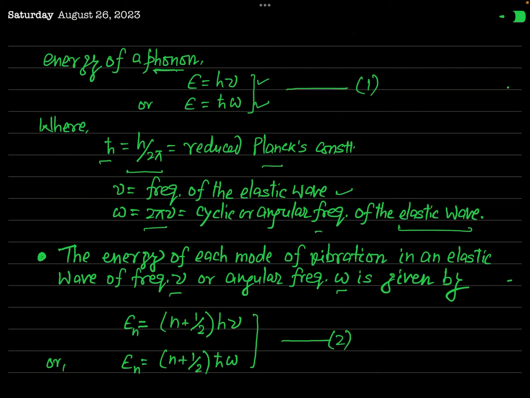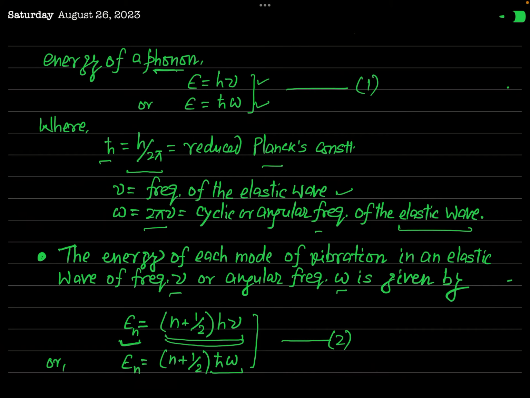Actually, this result I have written here: epsilon n equal to n plus half times h nu. Or if you write h bar omega instead of h nu, you can write epsilon n equal to n plus half h bar omega. According to modern quantum mechanics, that is Schrodinger's quantum mechanics, when you deal with the problem of the linear harmonic oscillator, you find that the vibrational or oscillatory energy of the oscillator is given by this formula, epsilon n equal to n plus half h nu or h bar omega. So this same formula is applicable for the lattice vibration too.